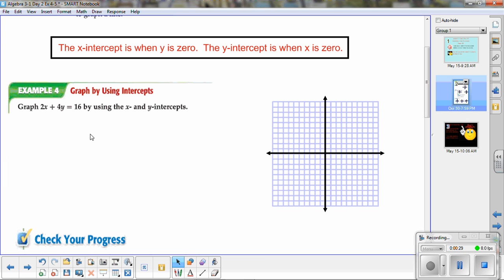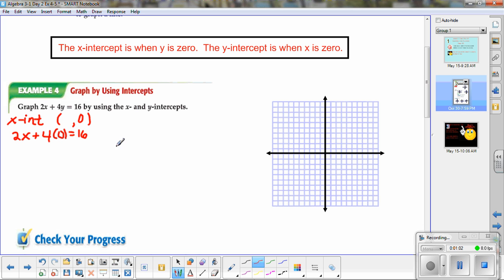In example 4, we want to graph 2x plus 4y equals 16. So I'm going to start out by finding the x-intercept. Remember, the x-intercept is when y is 0. So I'm going to go ahead and write an ordered pair that has y being 0. And then I'm going to plug 0 in for y. So we have 2x plus 4 times 0 equals 16. And the 4 times 0 is just 0. So it's really 2x equals 16. And then we're going to divide both sides by 2. And x equals 8. So (8, 0) is our x-intercept, or it crosses the x-axis at 8. So we're going to put our point there.